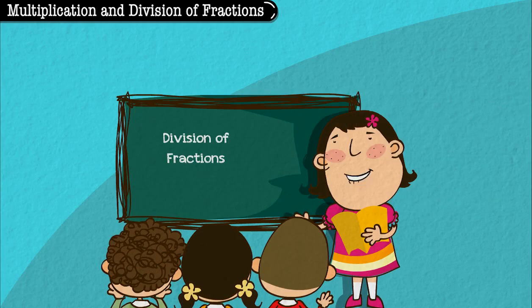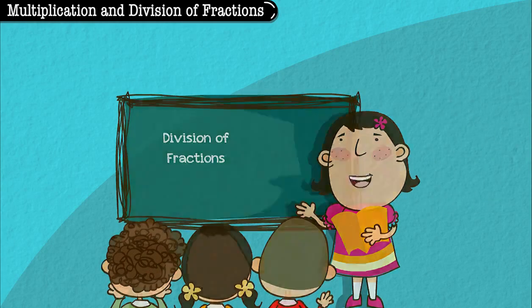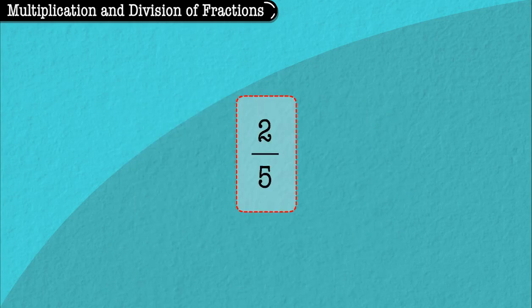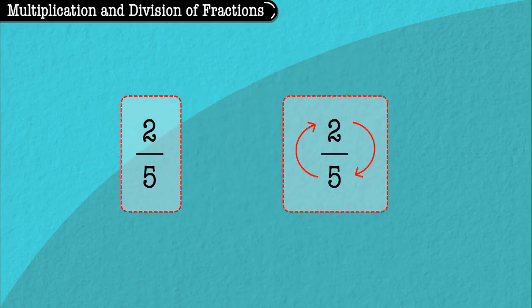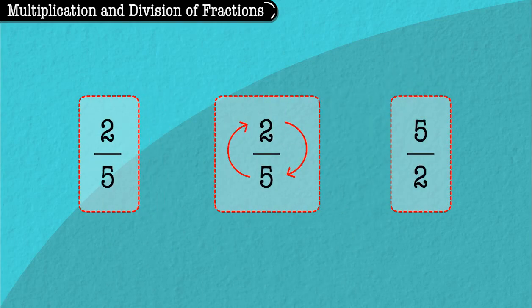Now, let's see the division of fractions. We have a fraction, 2 by 5. When we exchange the digits of the numerator and denominator, we get a fraction, 5 by 2. This fraction, 5 by 2, is called the multiplicative inverse of the fraction.